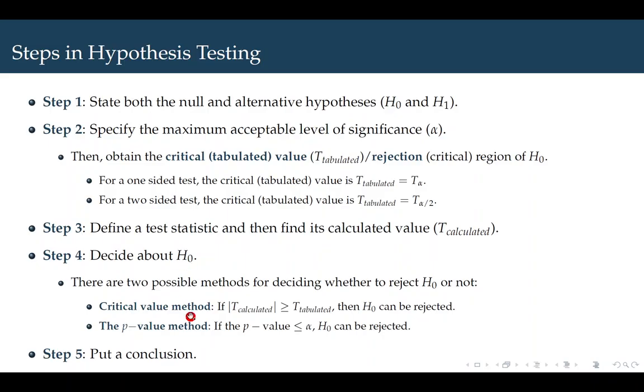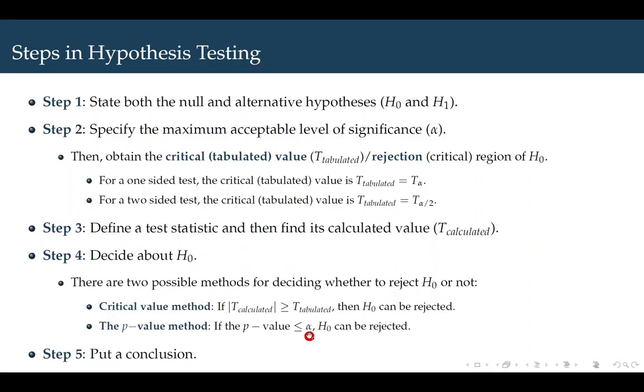One is called the critical value method, just comparing T tabulated with T calculated. If the absolute value of the calculated test statistic is greater than or equal to the tabulated value, in that case, H naught can be rejected. Otherwise, we do not reject H naught. And we have another method, which is called the p-value method.